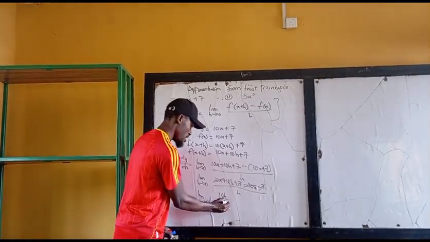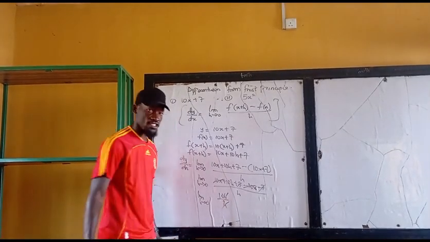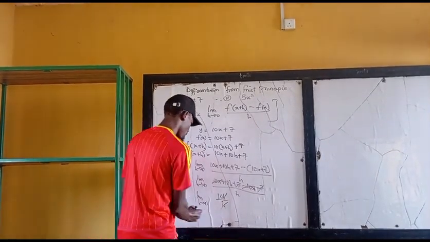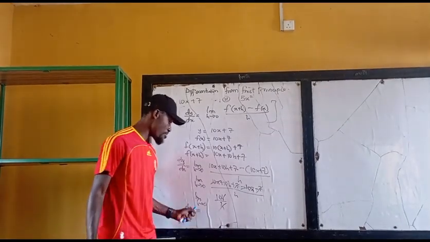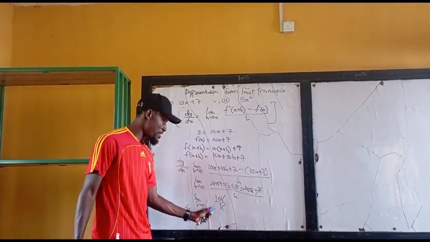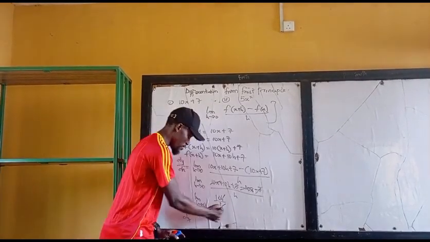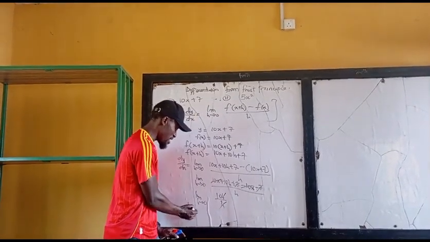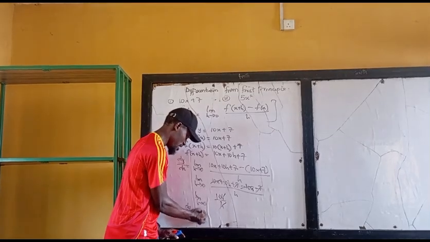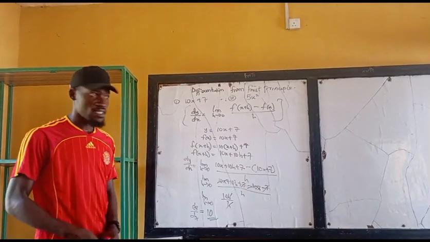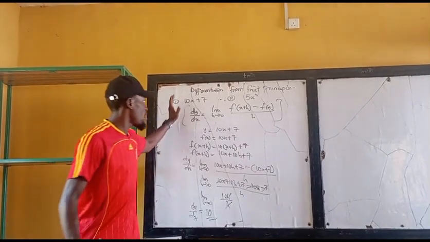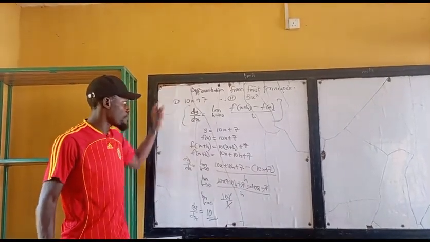So from here, h can cancel h. So we are left with dy over dx. At this point, there's no way we can apply the limit of h because we don't have h again in whatever we solved here. So we only have dy over dx equals to what? 10. This is the derivative of y equals to 10x plus 7. So that is how to use the formula method to solve this type of question.